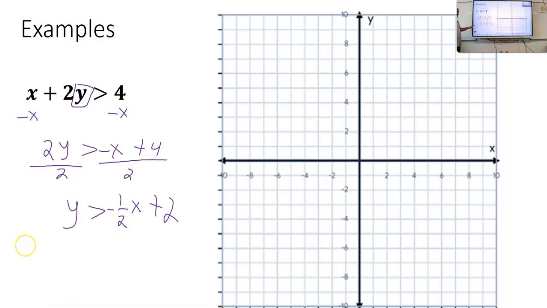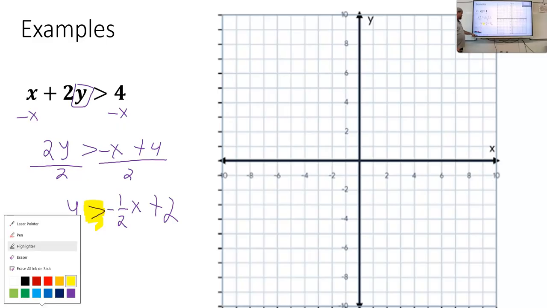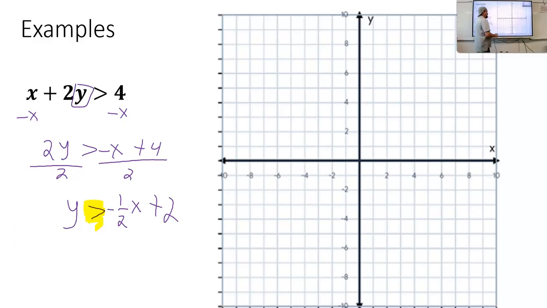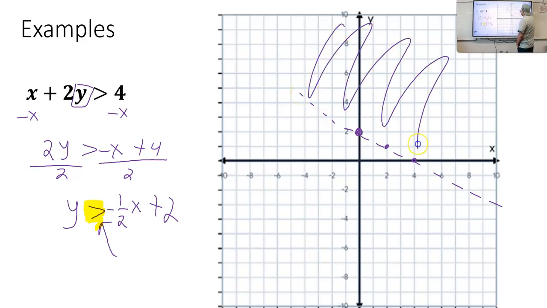If you like to do it that way, great. If not, that's fine. You could just do the cover-up method to figure out the intercepts, or use the slope, which would be negative a over b. So let's go ahead and graph this. I have a y-intercept at 2. The slope of negative 1/2, so down 1, right 2, down 1, right 2. This is going to be a dashed line because there's no "or equal to." So dashed, and it is going to be shaded above the line because it is a greater than.